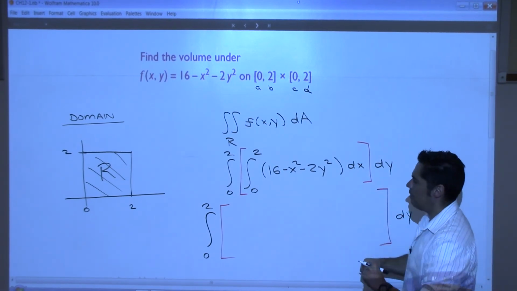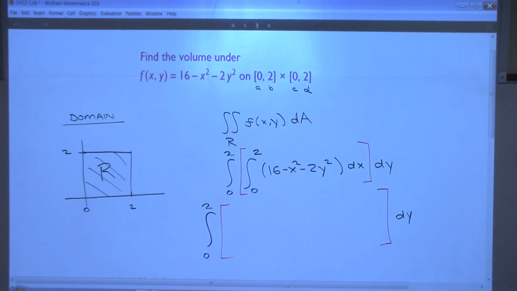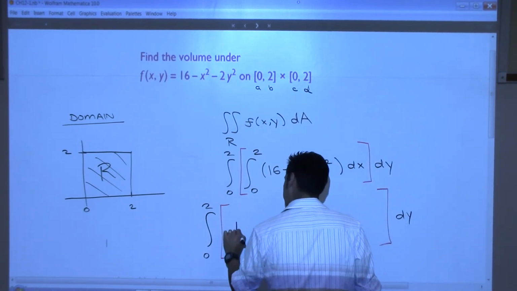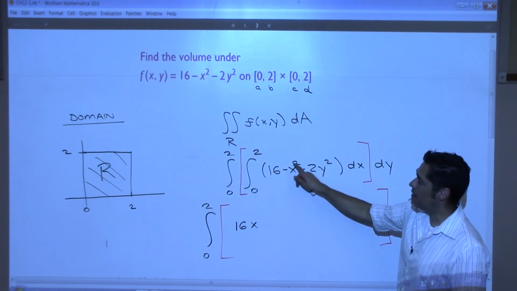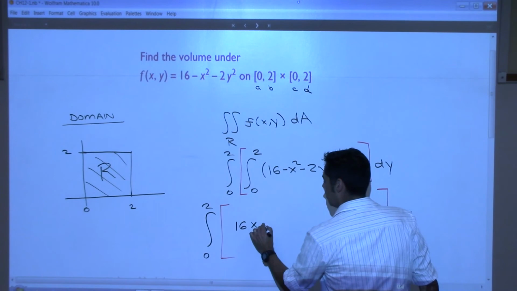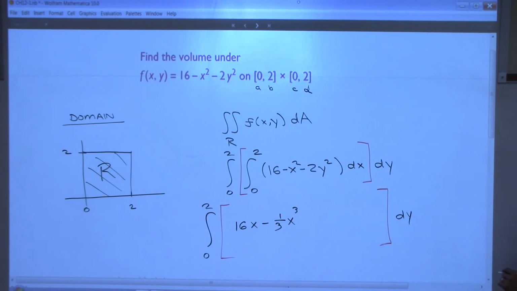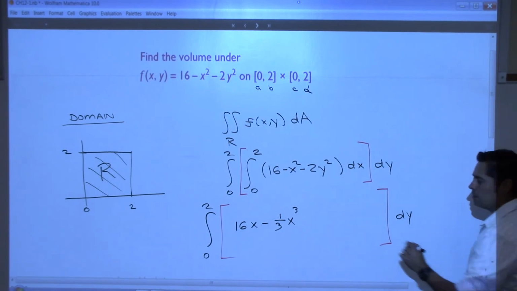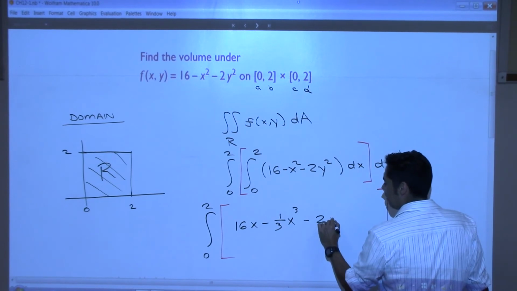What is the antiderivative of 16 with respect to x? 16x, right? 16x. What is the antiderivative of negative x squared with respect to x? 1/3 x cubed. Everything seems pretty normal so far, right? That's what we would expect from Cal 2. What's the antiderivative of negative 2y squared? Negative 2xy squared, or you could say y squared x. It doesn't matter. I'll go in alphabetical order.